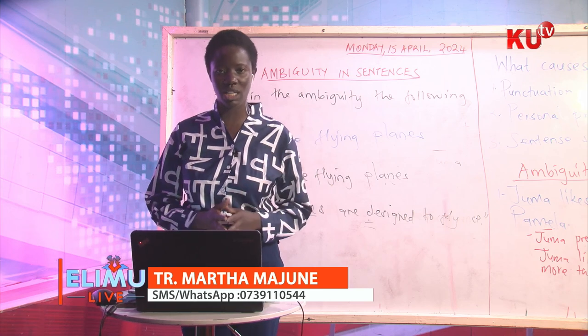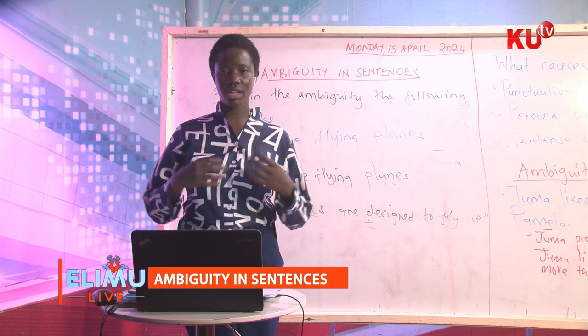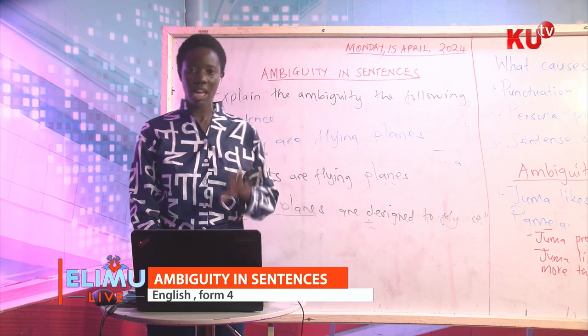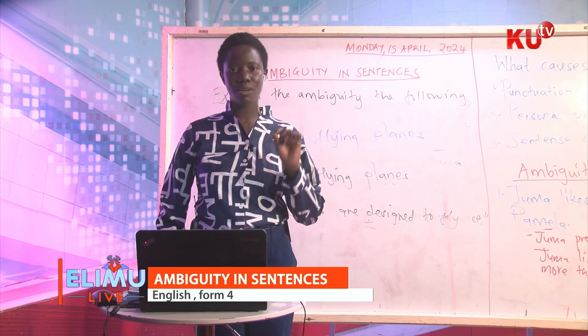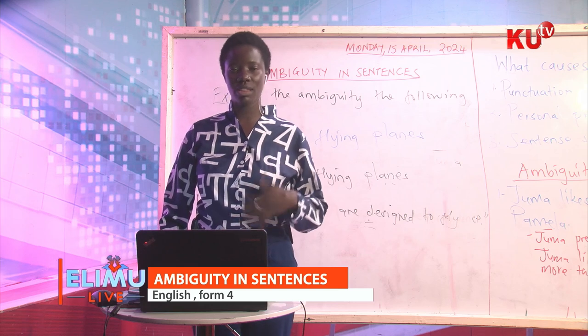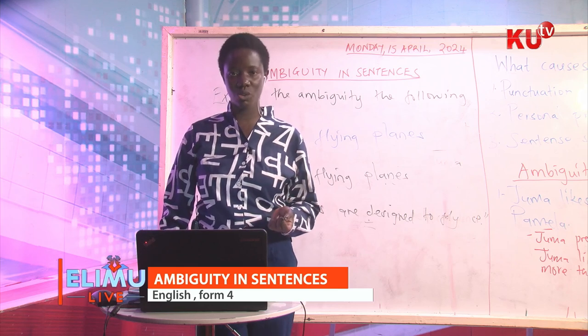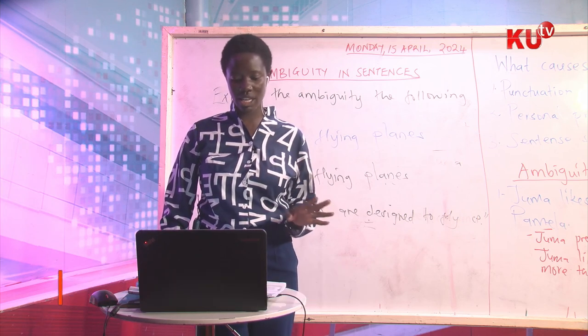So the meaning of this word ambiguity is that it's a phenomenon, or rather a situation, whereby a sentence can be confusing, and thereby you are supposed to be clear in your communication, just to make sure that the audience or whoever is listening to you gets clear what you are saying.